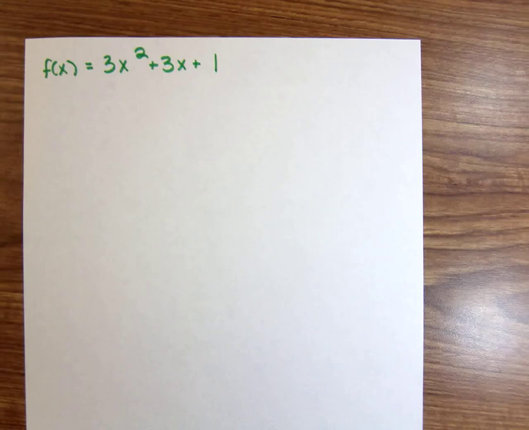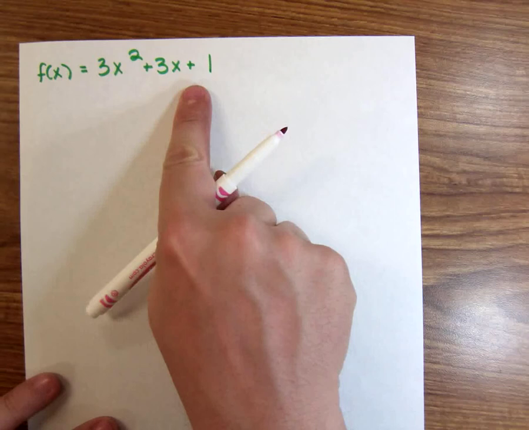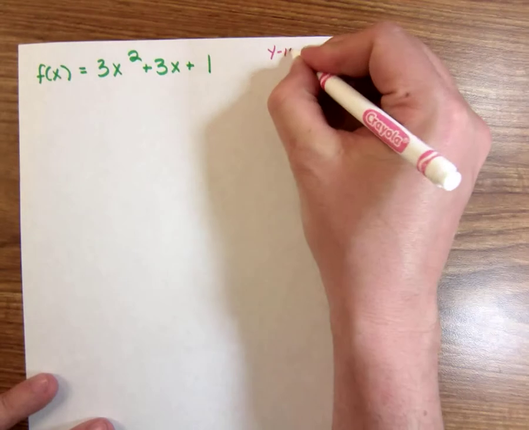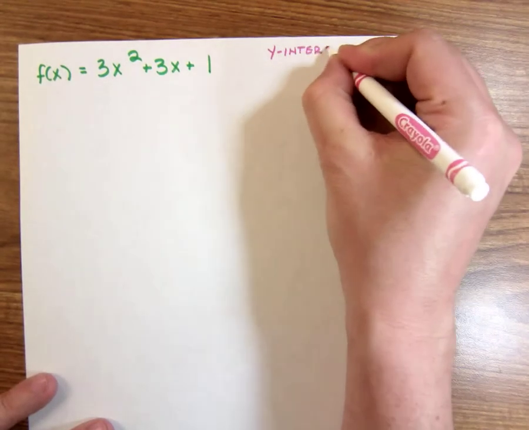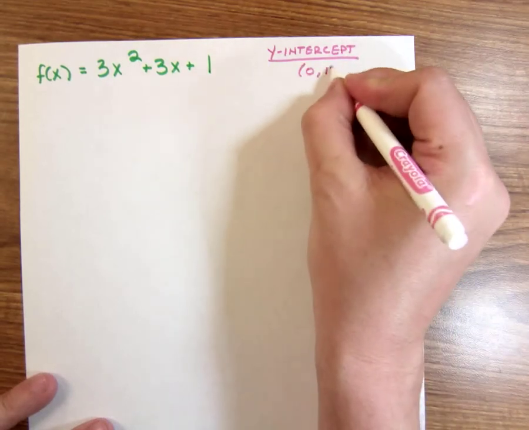This one's actually going to be pretty tricky because of the 3 out in front. You'll see in just a minute why that's going to be kind of bad. But let's start off with something really easy. The easiest thing to do with these problems is the y-intercept. The y-intercept is the spot where x equals 0. So what's the y-intercept going to be? If I replaced all these x's with 0, what would I have? 1. I'd have 0 plus 0 plus 1. So before I do any math, I can tell you what the y-intercept is. It's 0, 1.